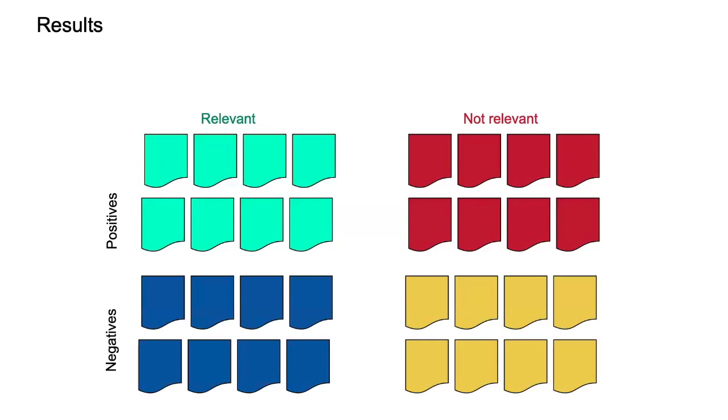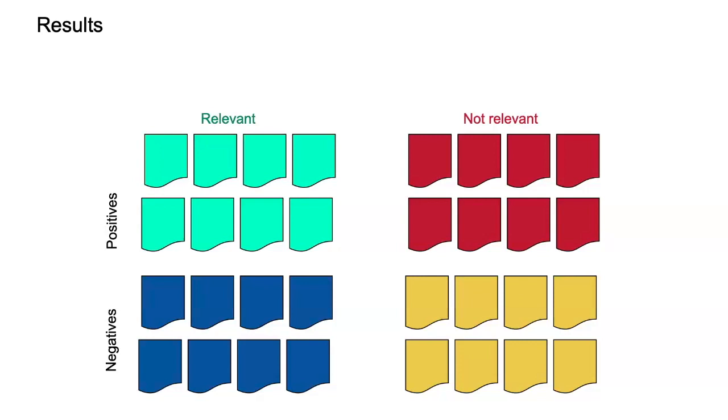Okay. So now let me complete. I promised you there will be four colors in total. So now I'm adding what is not returned. That's the negatives. The positives is what's returned. The negatives is what's not returned. And what's not returned can also be relevant or not relevant, right? So I have 4 categories, 2 by 2.